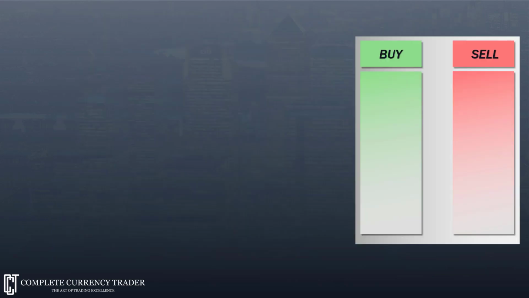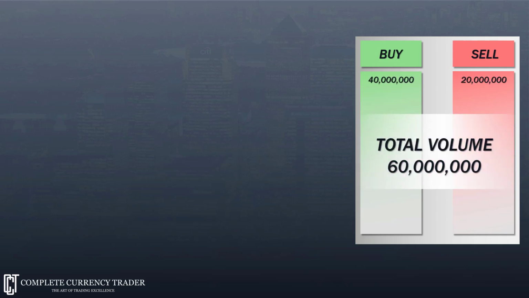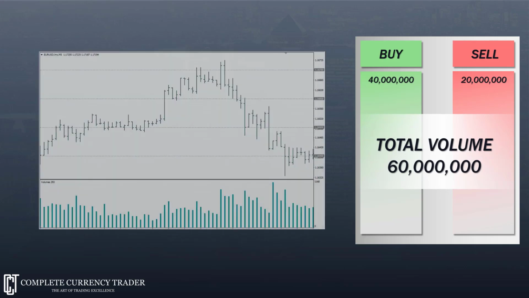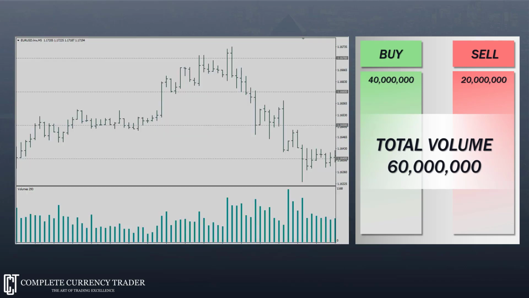In the simplest of terms, it measures the size of the orders, but more specifically, the difference between the buy orders versus the sell orders. If there are 20 million sell orders and 40 million buy orders, the total volume is 60 million. But the total volume like that isn't much use to us because it doesn't tell us which side is more powerful.